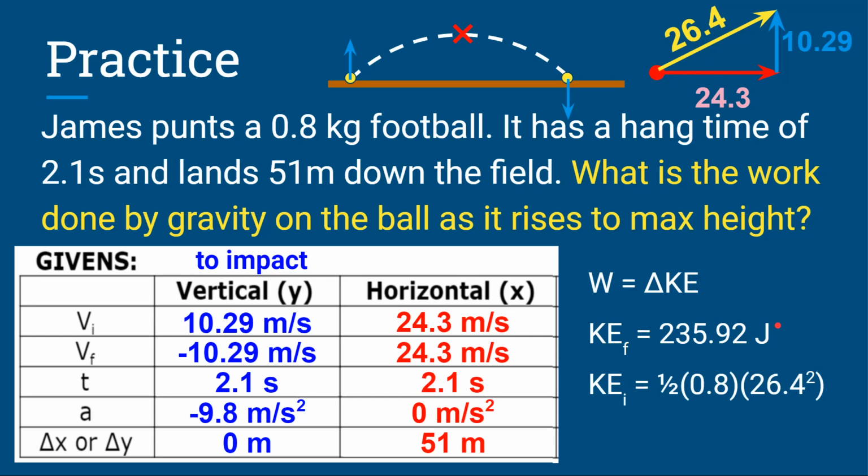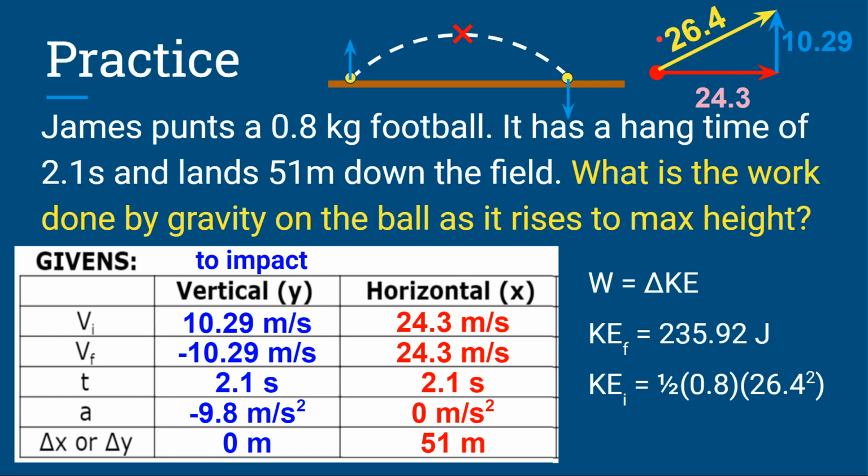My initial kinetic energy would be 1/2 times my mass times my initial velocity squared. We found that earlier too. That's the speed at which it was kicked. It's the hypotenuse of my triangle. It's not in my table, but it's this 26.4 meters per second that's in my picture up here at the top. That was the first thing that we solved for.